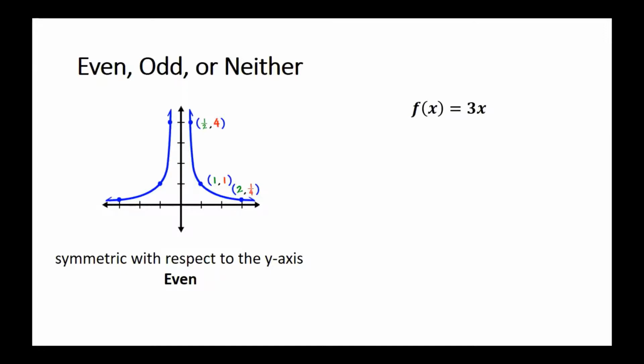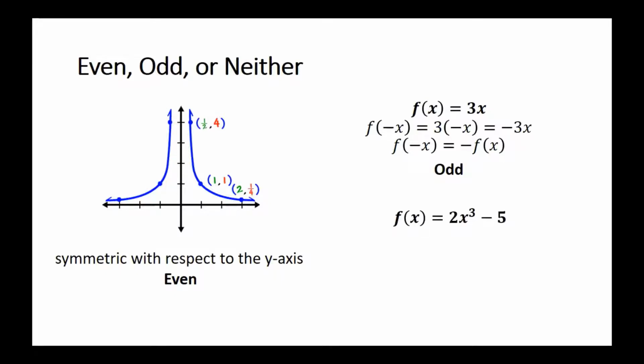f of x equal to 3x. Well, if we plug in negative x in place of x, we get f of negative x is equal to 3 times negative x, which is equal to negative 3x. So if we negated the input x to make it negative x, we ended up negating the output 3x to make it negative 3x. So f of negative x is equal to negative f of x, thus an odd function.